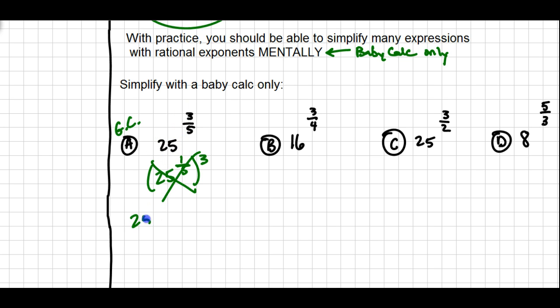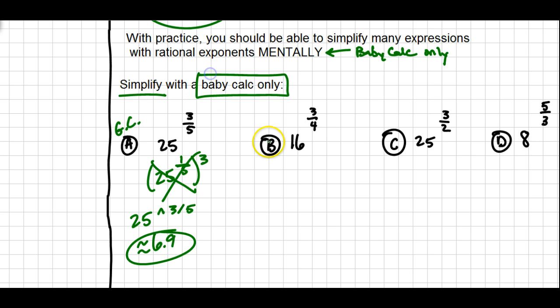So when you type it in on your calculator, you're going to type in 25, use the caret symbol, and then just do 3 divided by 5. And when you do that, you'll get a decimal number. You'd pay attention to what to round to. If they asked you to round to the 10th, you'd end up with a number like 6.9. Those questions will come up very seldomly. Most of the questions students are going to see with simplifying are going to involve a baby calc, and they're going to look like our next 3 examples.